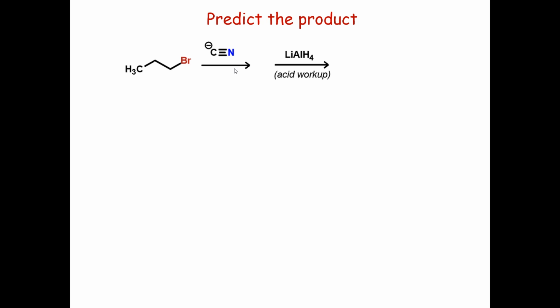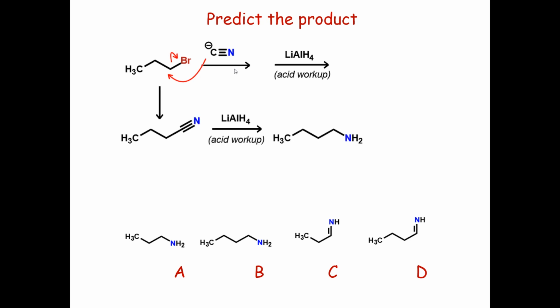Well, what if instead of hydrolyzing the nitrile, we do the same reaction, but then do the reduction? What does reduction of a nitrile give us? Well, we just did it two slides ago. What product are you going to get? You should be able to pick it out. Do the substitution. Do the reduction. And of course, we're making an amine, compound B.